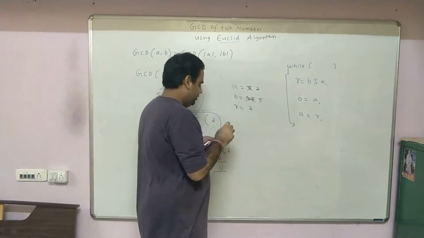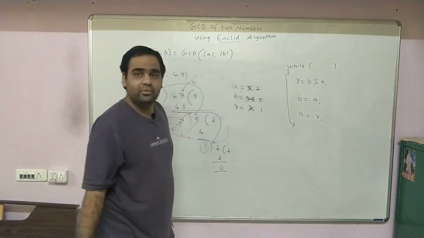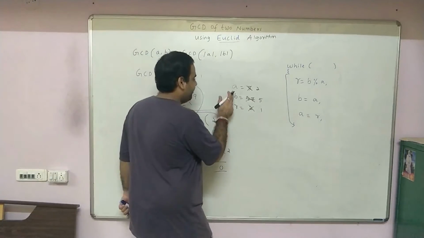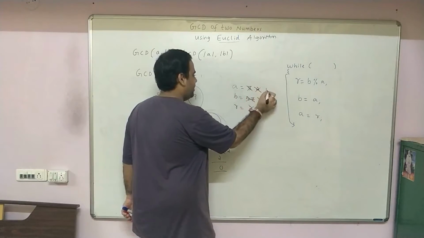Now you see here, R is B modulo A. 5 modulo 2 is 1. Therefore the value of R from 2 changes to 1. B gets the value of A which is 2. A gets the value of R which is 1.